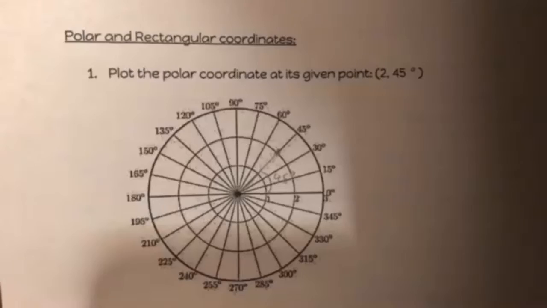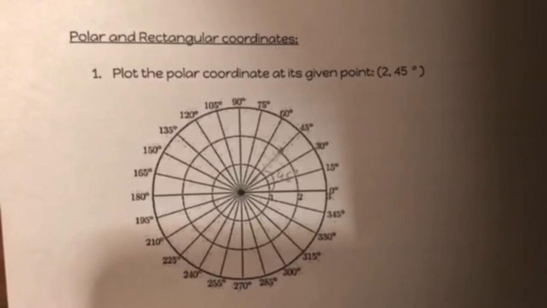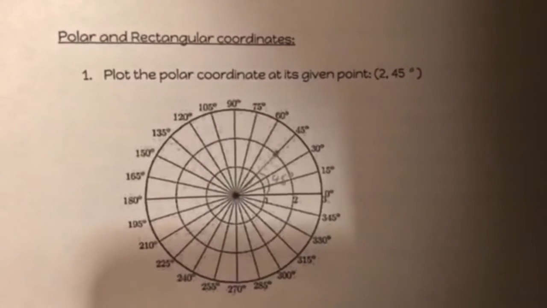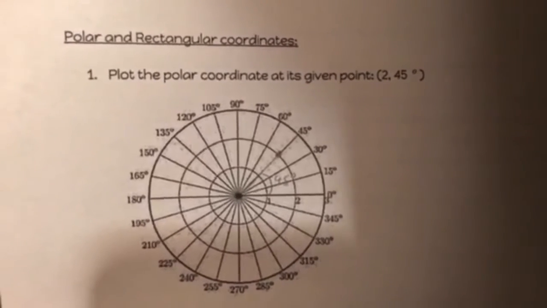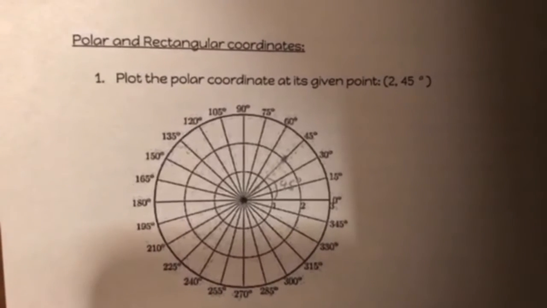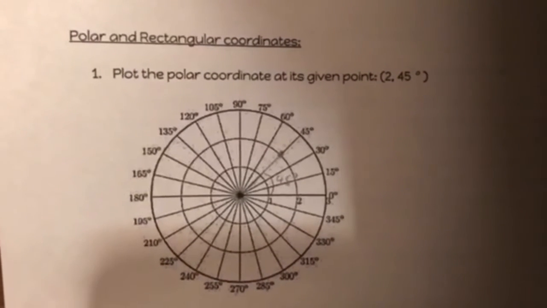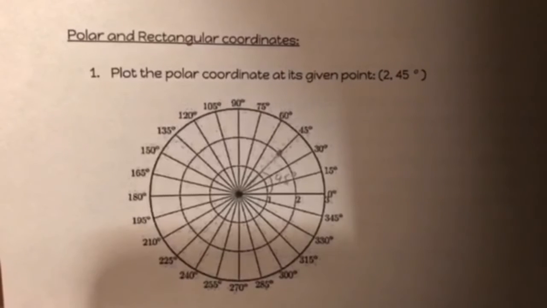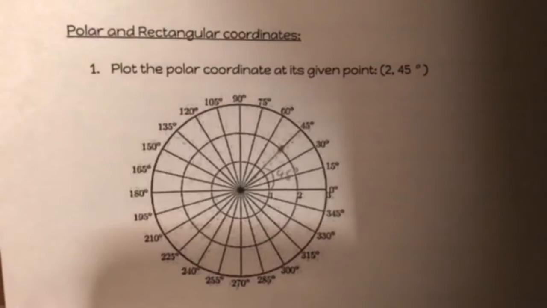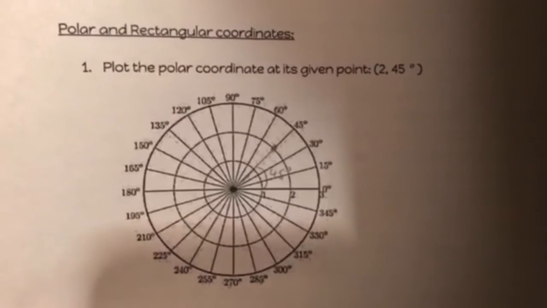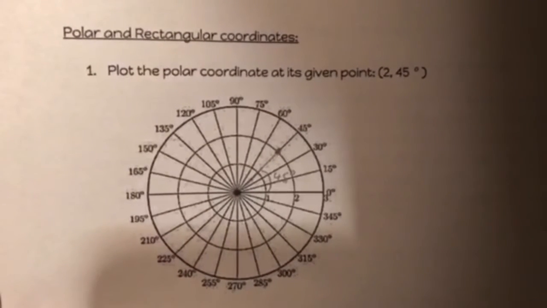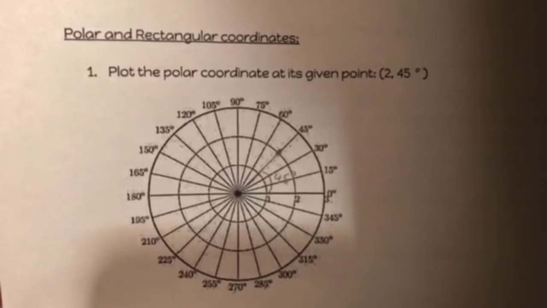In this question, we want to plot the polar coordinate at its given point, (2, 45 degrees). So I went up from the x-axis 45 degrees in quadrant 1, and then I went out 2 spaces. That's a pretty self-explanatory problem. You just have to know that 45 degrees goes halfway through quadrant 1, and then you go out 2 spaces.